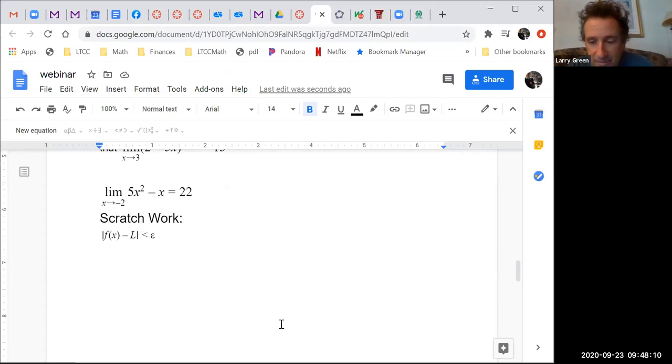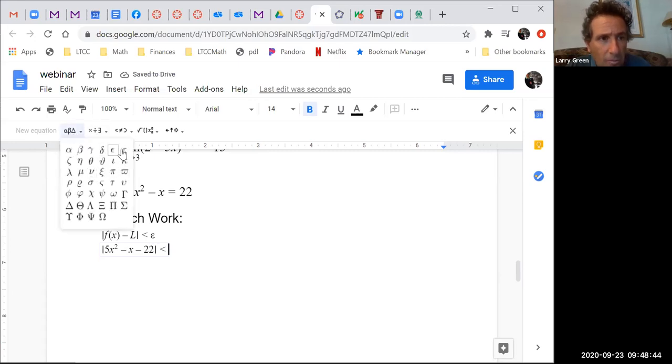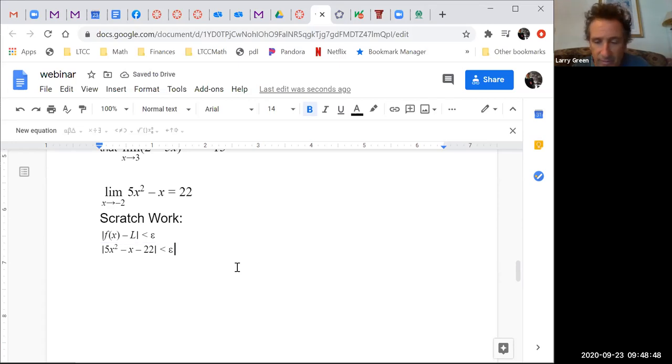So we're going to have the absolute value of f of x, and f of x is 5x squared minus, sorry, 5x squared minus x. L was 22. Is less than epsilon. Any questions on that? Okay, what's the next step? Starts with an F. Factor.